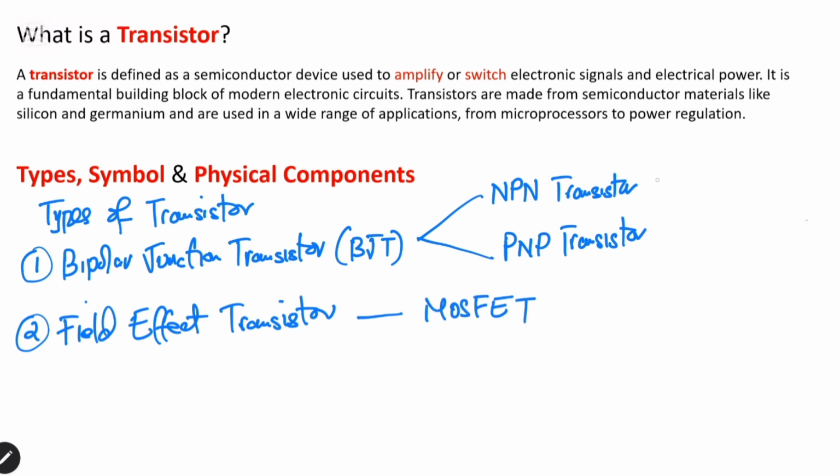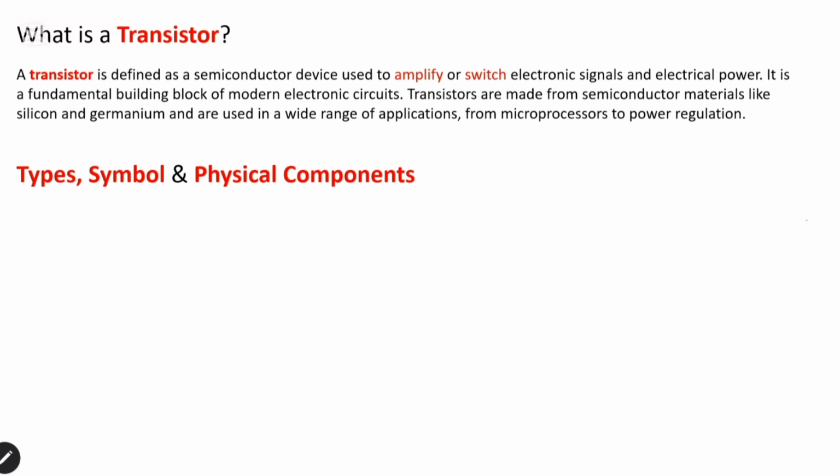With the BJT, the NPN transistor is the one mostly used in electronic circuits. We will look at why the transistor is important in terms of the working principle. But firstly, let's look at the two transistors. You have the symbols given here: symbol 1 and symbol 2.